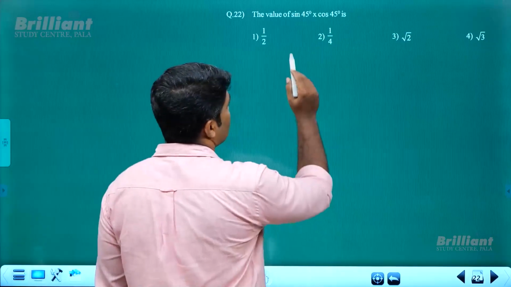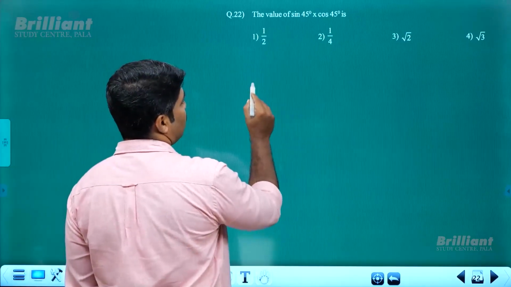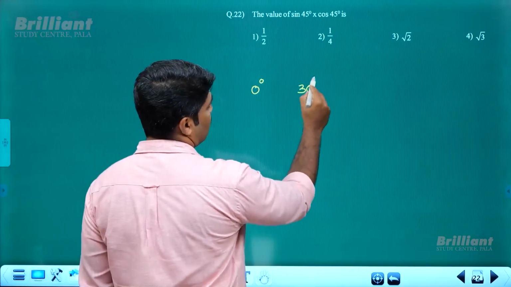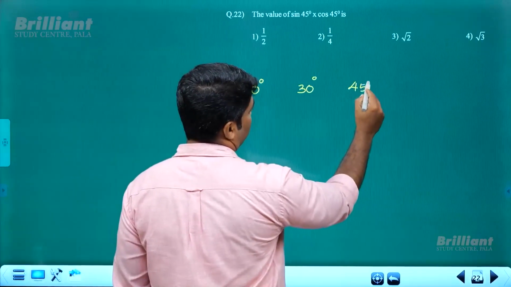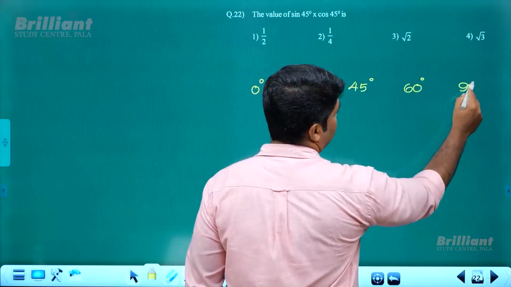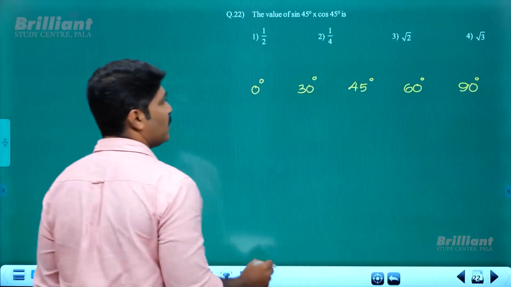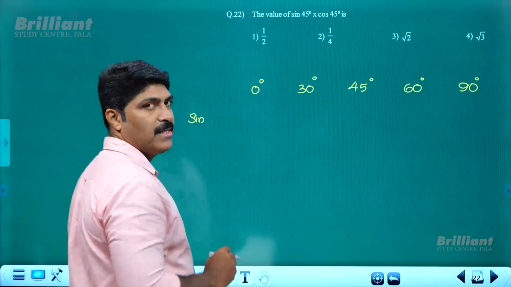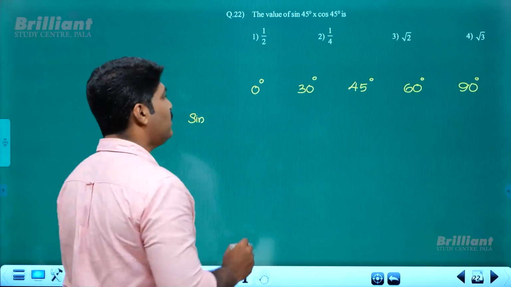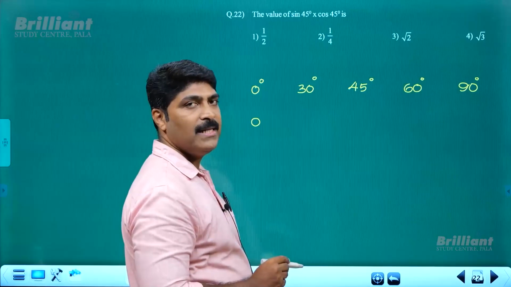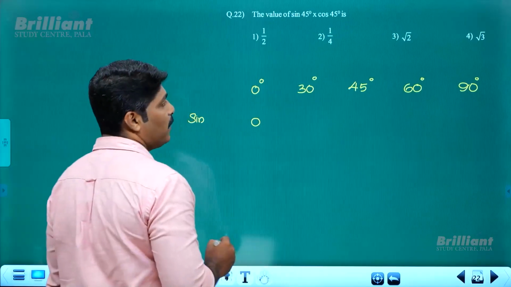In the case of the sine ratio, suppose we consider standard angles like 0 degrees, 30 degrees, 45 degrees, then 60 degrees, and 90 degrees. These are the standard angles. If you are considering the sine value, what are the ratios here? Sine 0, we know that's equal to 0. Sine 30, what will be the value here?